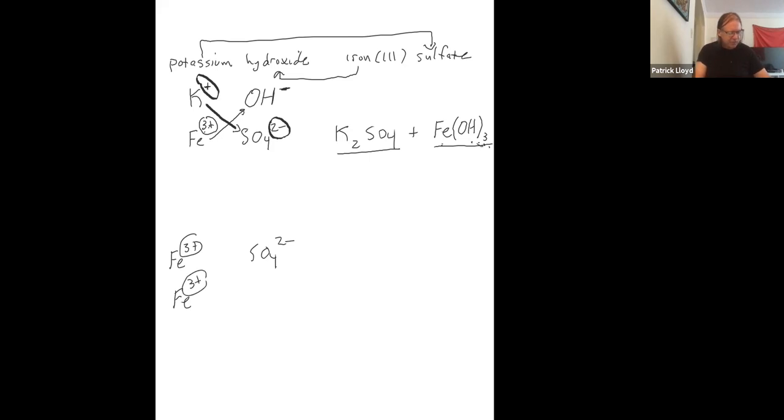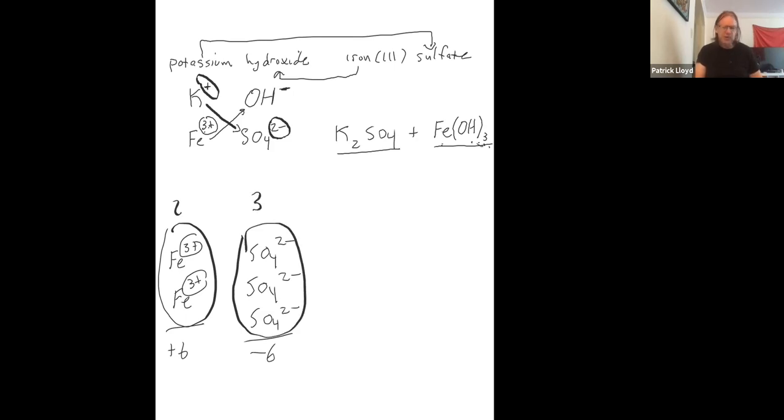That would give you a total of +6, right? Each one's +3, so then you'd need 3 of these. That would give you -6. So it looks like the way they're going to combine is 2 of these and 3 of these. The way you would write that is you write the metal, 2 of them, that means 2 irons, and then you write the non-metal, 3 of those, that means 3 of them.